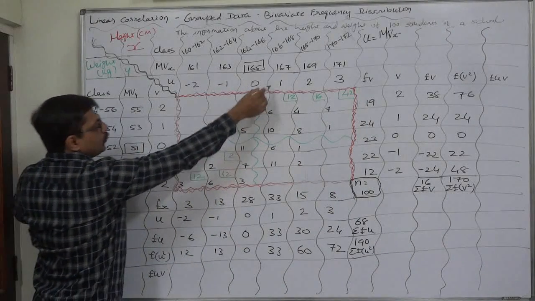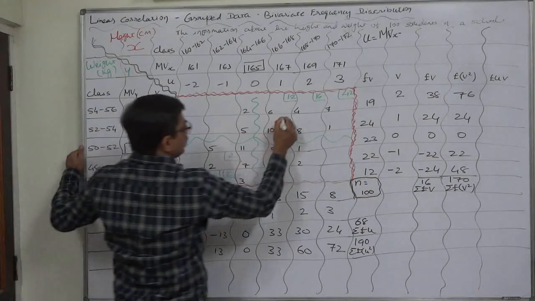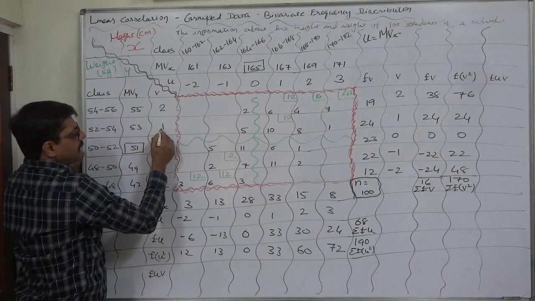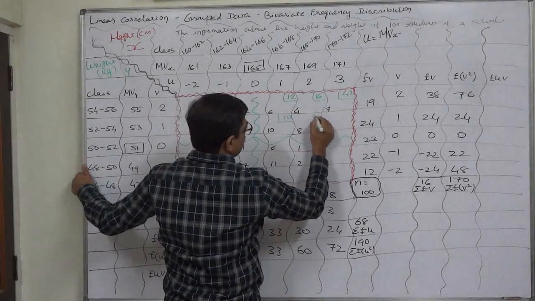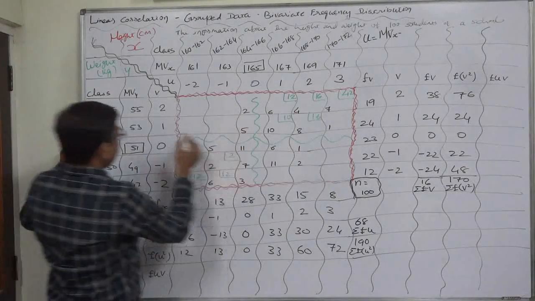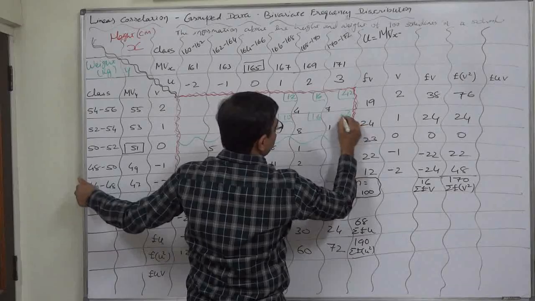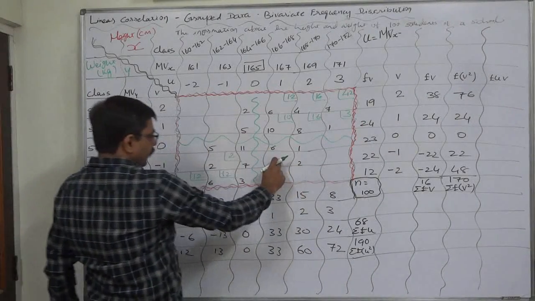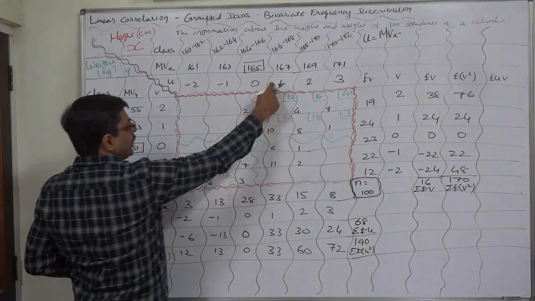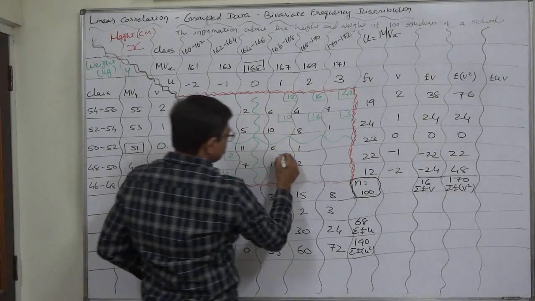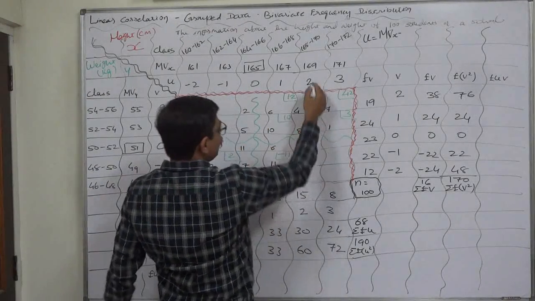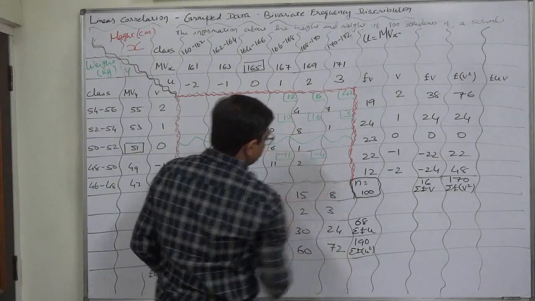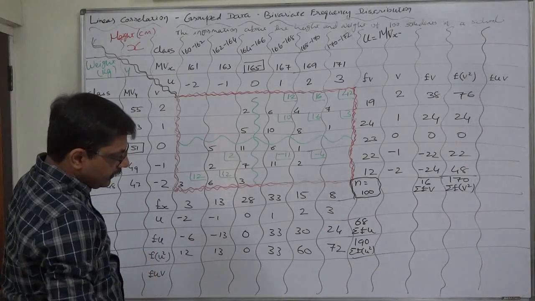7 into 3 21 into 2 42. Similarly 10 into 1 10 into 1 10. 8 into 2 16 into 1 16. 1 into 3 3 into 1 3. Here it is 0. So for this cell, 11 into 1, 11 into minus 1, minus 11. 2 into 2, 4 into minus 1, minus 4. Okay? Now summations.